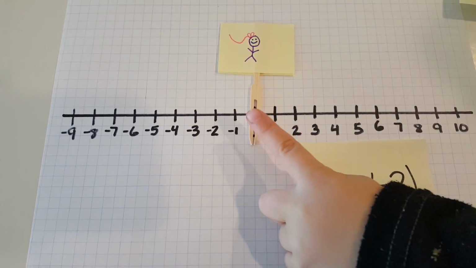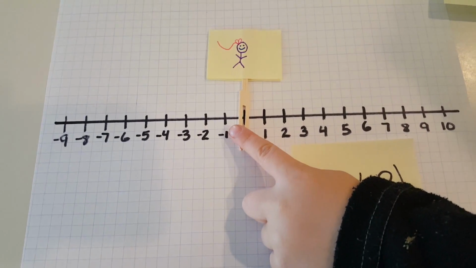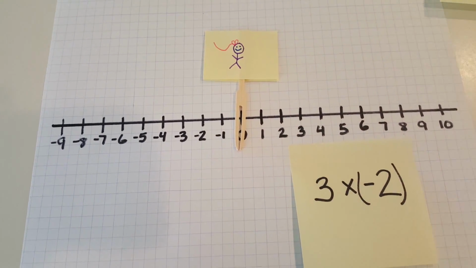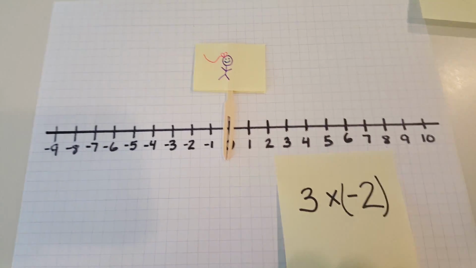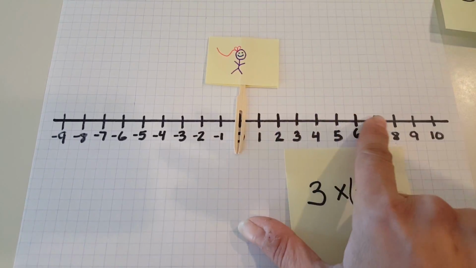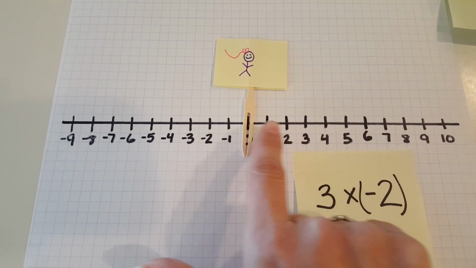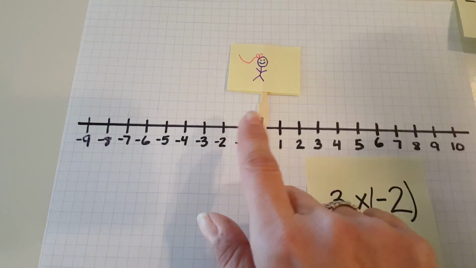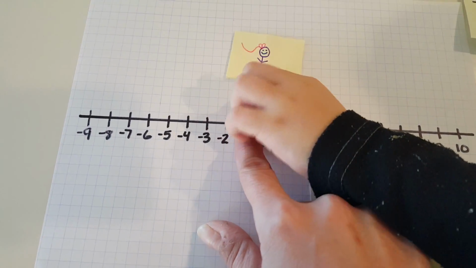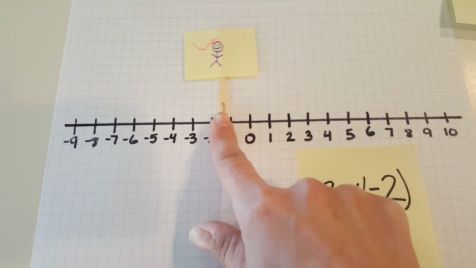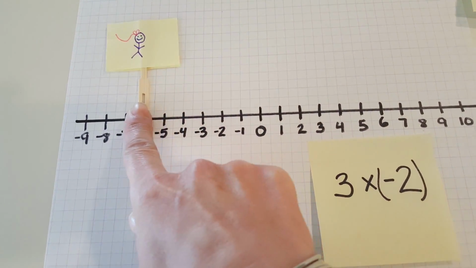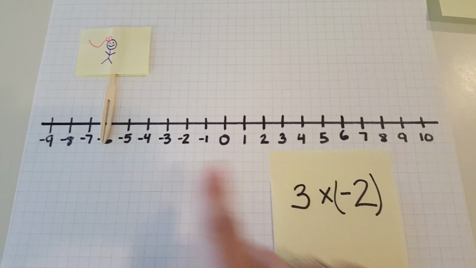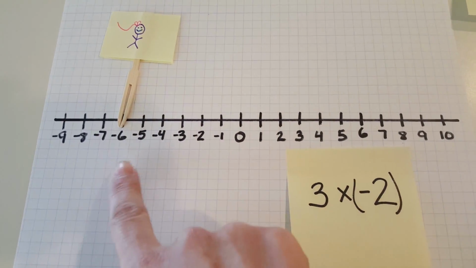And now my second number is negative. That means my steps are going to be -2 units long. So instead of walking forwards, I'm going to have her walk backwards. Each step is still going to be 2 units long. So 1 step, 2 steps, 3 steps, and we can see that 3 times -2 is still -6.